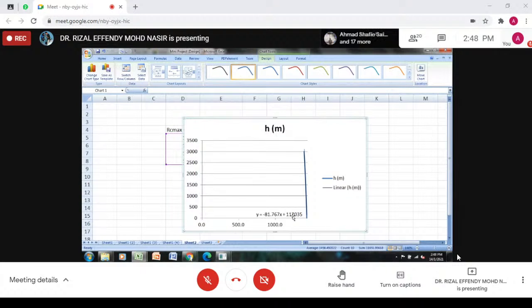See. Ini absolute ceiling dia. 111,000 feet. Which does not make sense. Kan? 117,000 kaki. And that is around 30 kilometer dia boleh naik.